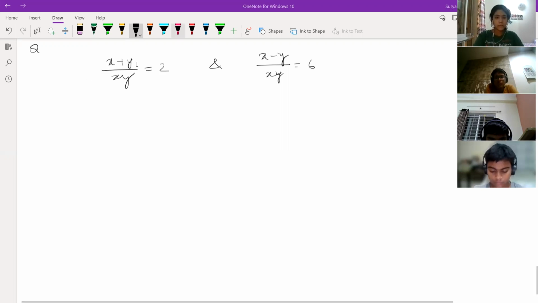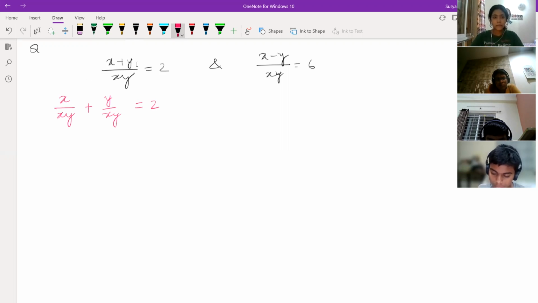See now here, x plus y divided by xy is equal to 2. That means you can divide xy by x also, y also. So x by xy plus y by xy is equal to 2. Can we write like this? So what do we get from here? 1 by y plus 1 by x is equal to 2. Is it clear to everyone? I did it differently. Okay, no problem. How have you done it? I did x by xy is a and y by xy is b, and then I solved it. Yes, that also you can do, fine.